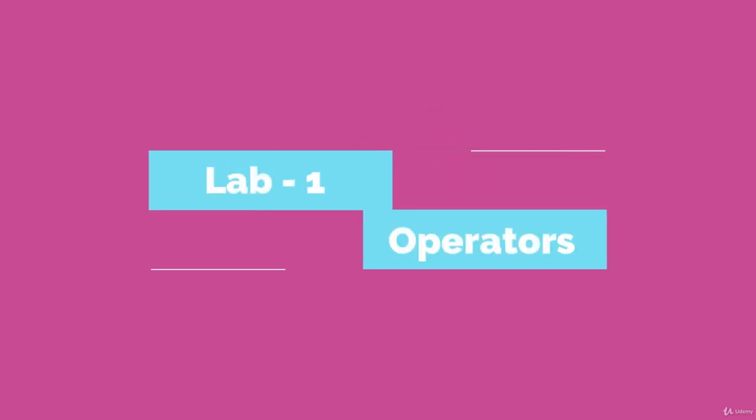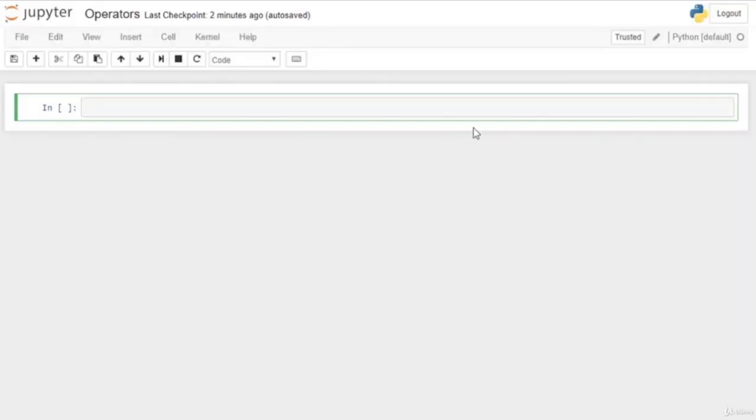In this part of the video, we'll be implementing the topics that we studied in the previous video about the operators. So let's join the Jupyter notebook. Here's the notebook that I have created where we implement all the concepts that we studied in our previous video. So first of all, we will be implementing the arithmetic operators.